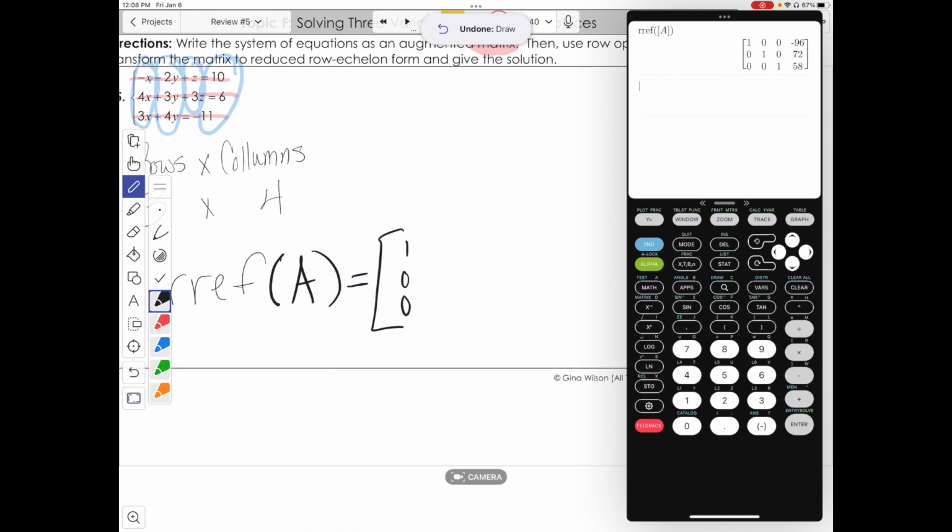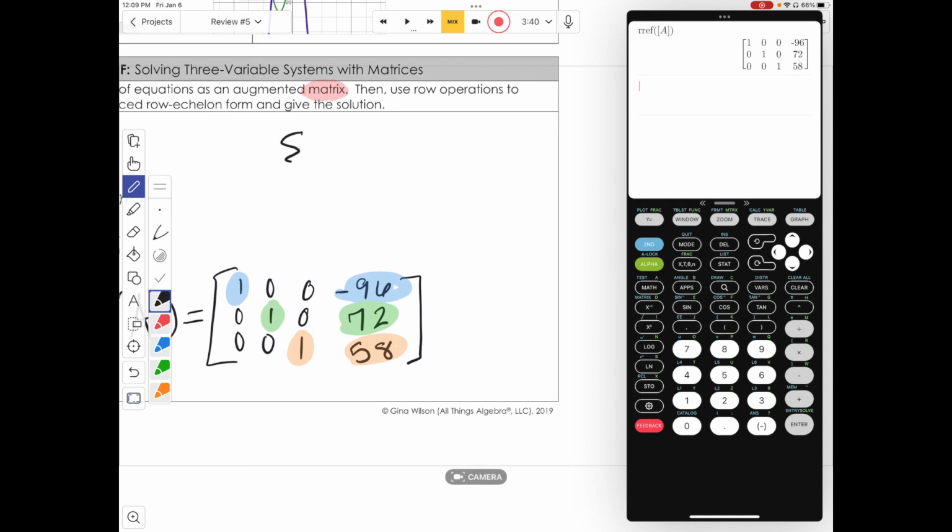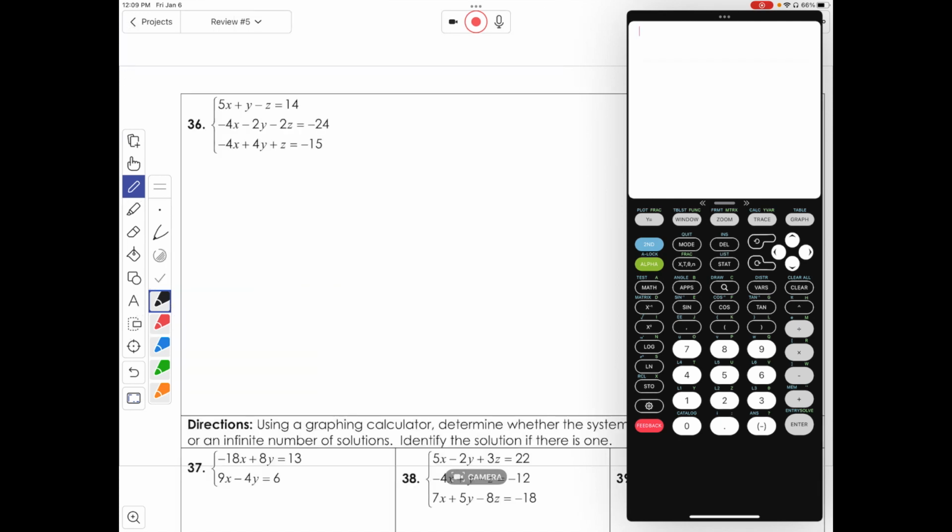It gives me 1, 0, 0, 0, 1, 0, 0, 0, 1, negative 96, 72, and 58. The reason we like this is because this represents x, y, and z. So it's saying 1x, 1y, and 1z. Their corresponding values are negative 96, 72, and 58. So if I asked you what is the solution to this system, the solution to this system is negative 96, 72, and 58.